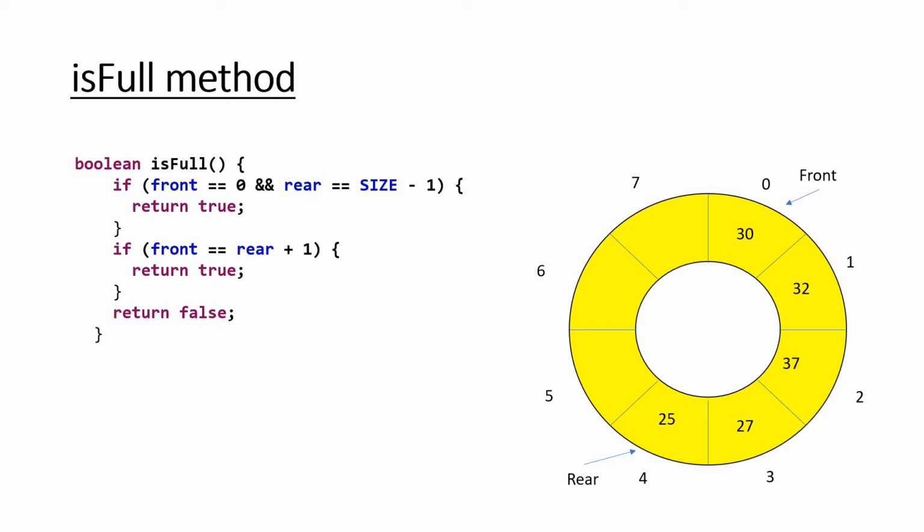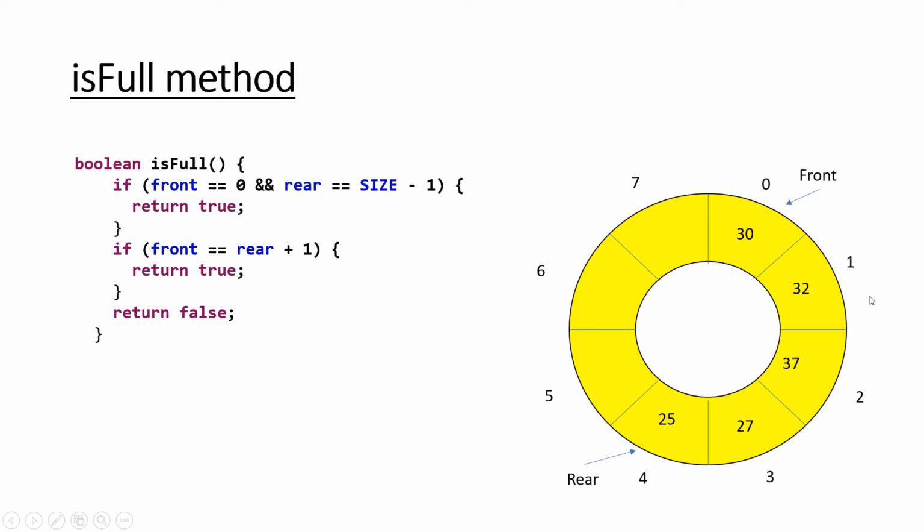Now suppose I inserted some values here like 30, 32, 37, 25, and after that I deleted 1 or 2 values. From where will the deletion happen? The deletion will happen from the front index. If I delete 2 values like 30 and 32, my front will move to 37. Now if my front is pointing to 37 and my queue is full, where will my rear point? My rear will point to this index 1. In this case, the front is pointing to index 2 and the rear is pointing to index 1.